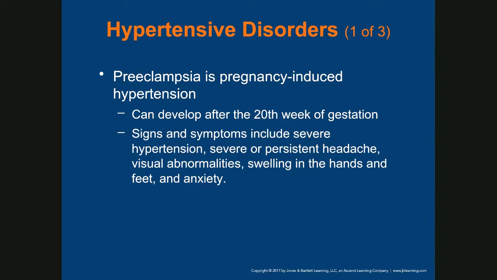So preeclampsia is pregnancy-induced hypertension. Develops after the 20th week of gestation. Signs and symptoms include severe hypertension, that's a key one, severe or persistent headache, visual abnormalities. Look out for the visual abnormalities if they start to tell you that they're having issues with light. Be prepared for seizures, swelling in the hands, feet, and anxiety.